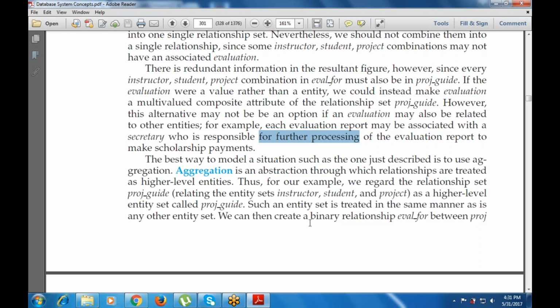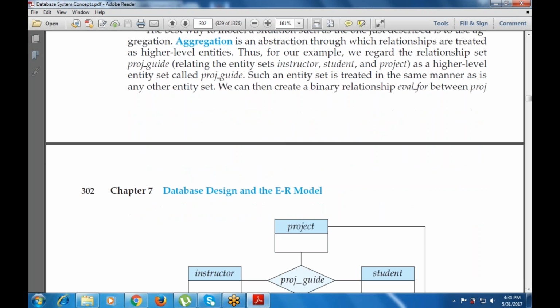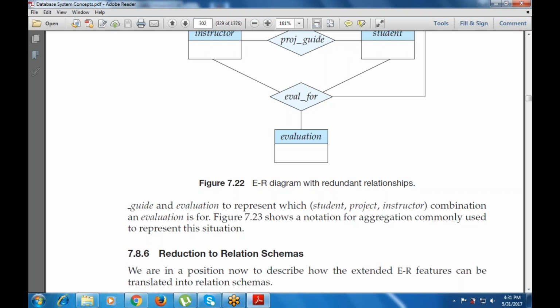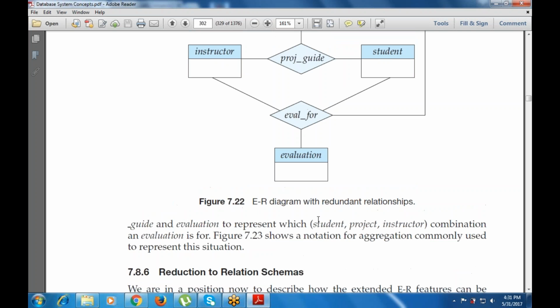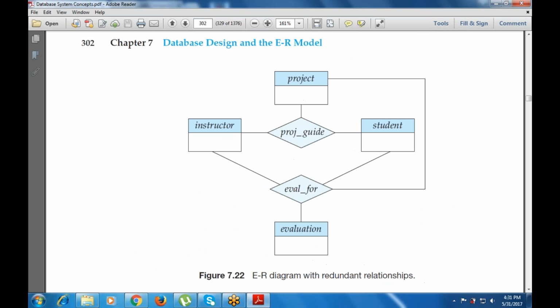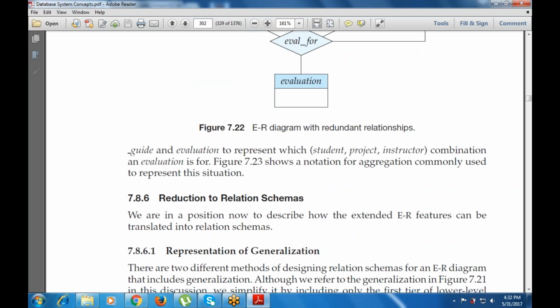For example, we regard the relationship set project guide as a higher-level entity set known as project guide. In such a case, it is treated in the same manner as any other entity set. So we create a binary relationship evaluation for between project guide and evaluation, which represents the combination of the evaluation. This shows the notation of aggregation commonly used to represent this condition. So there is a project, instructor, then project guide, student, evaluation for the evaluation.